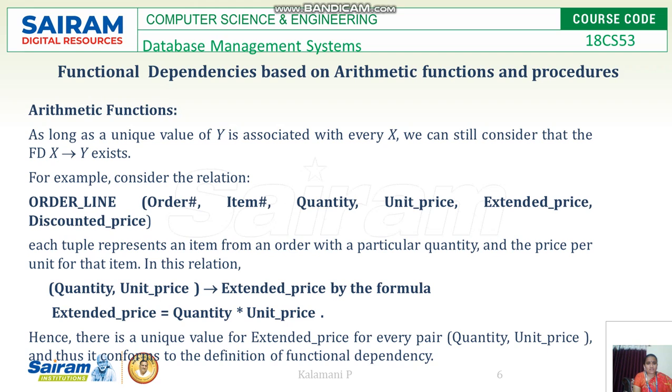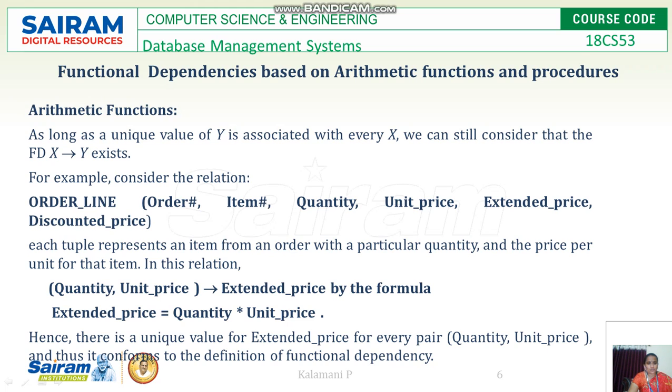So, for example, as long as a unique value of Y is associated with X, we say that X defines Y. We can still consider that the functional dependency X defines Y exists. For example, we will take one relation called order line. It contains the attributes order number, item number, quantity, unit price, extended price, discounted price.